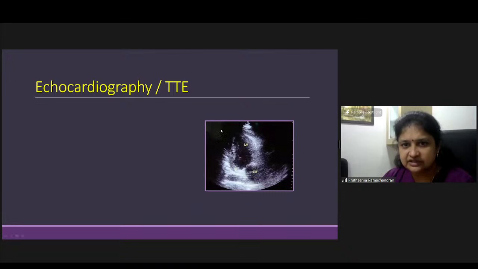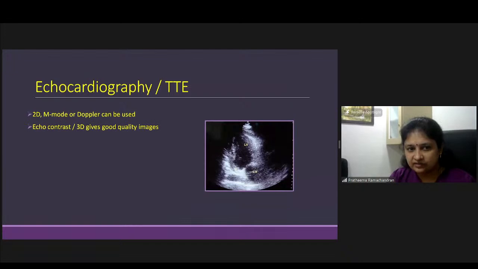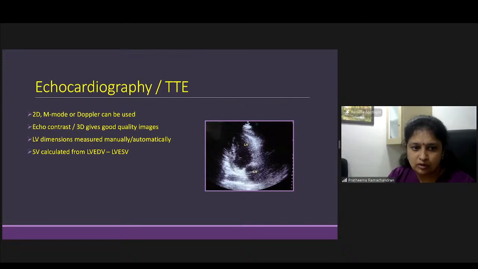So then comes the TTE. Here we have all the modes, 2D, M mode and Doppler, which can be used. And echo contrast and 3D images can also be seen in this. And all the LV dimensions we can measure manually or automatically. This is basically like a Ryle's tube or an endoscopy. We just put the probe into the esophagus and we see from the backside of the heart. And with calculations and measurements, it gives the cardiac output and other hemodynamic parameters.